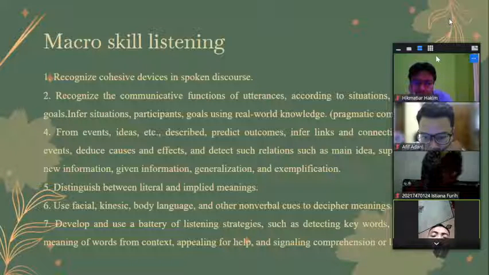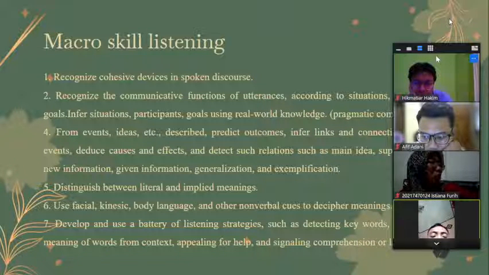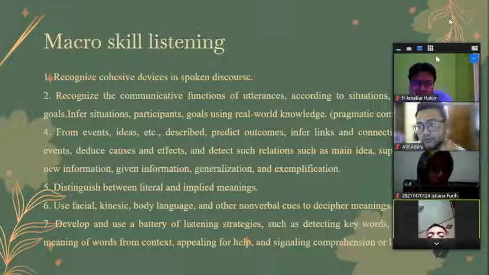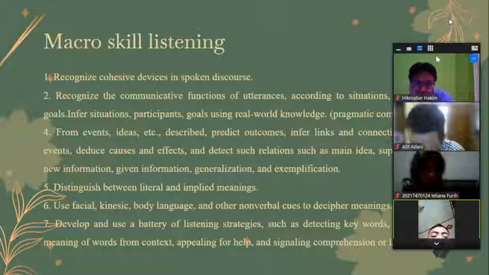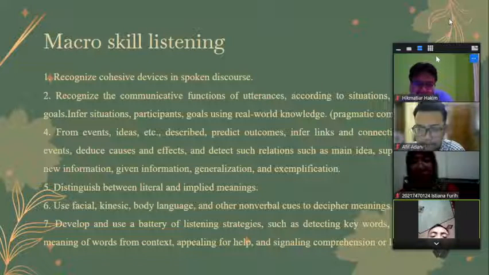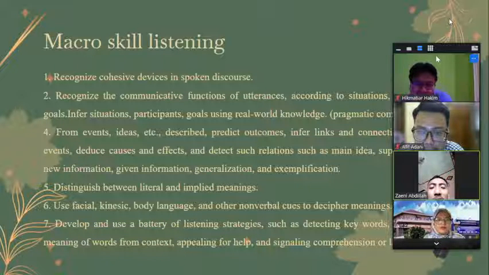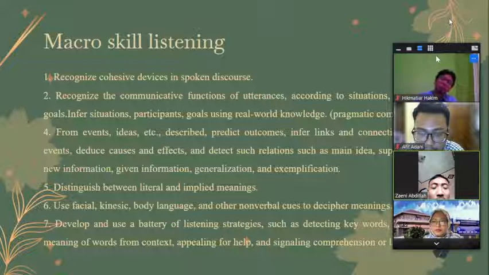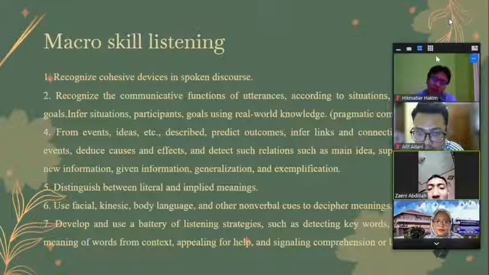And the fourth, from events, ideas, etc., described, predict outcomes, infer links and connections between events, deduce causes and effects, and detect such relations as main idea, supporting idea, new information, given information, generalization, and exemplification. The fifth, distinguish between literal and implied meanings. The sixth, use facial, kinetic, body language, and other nonverbal cues to decipher meanings.